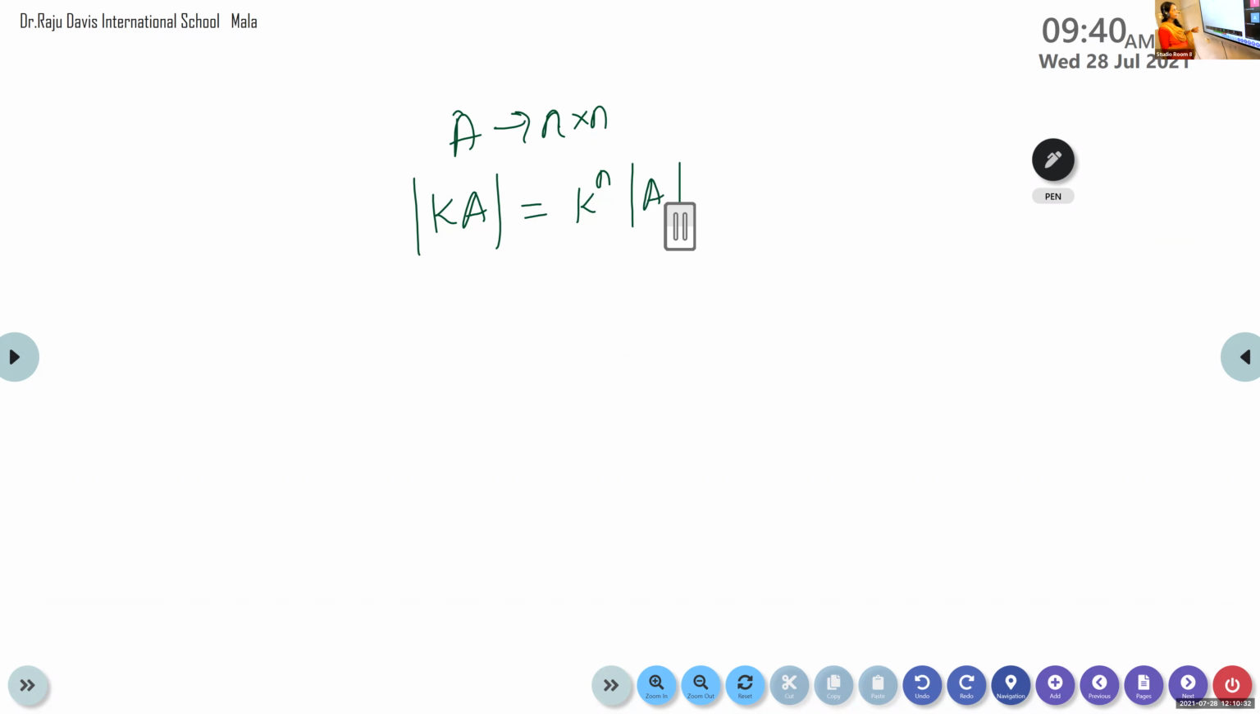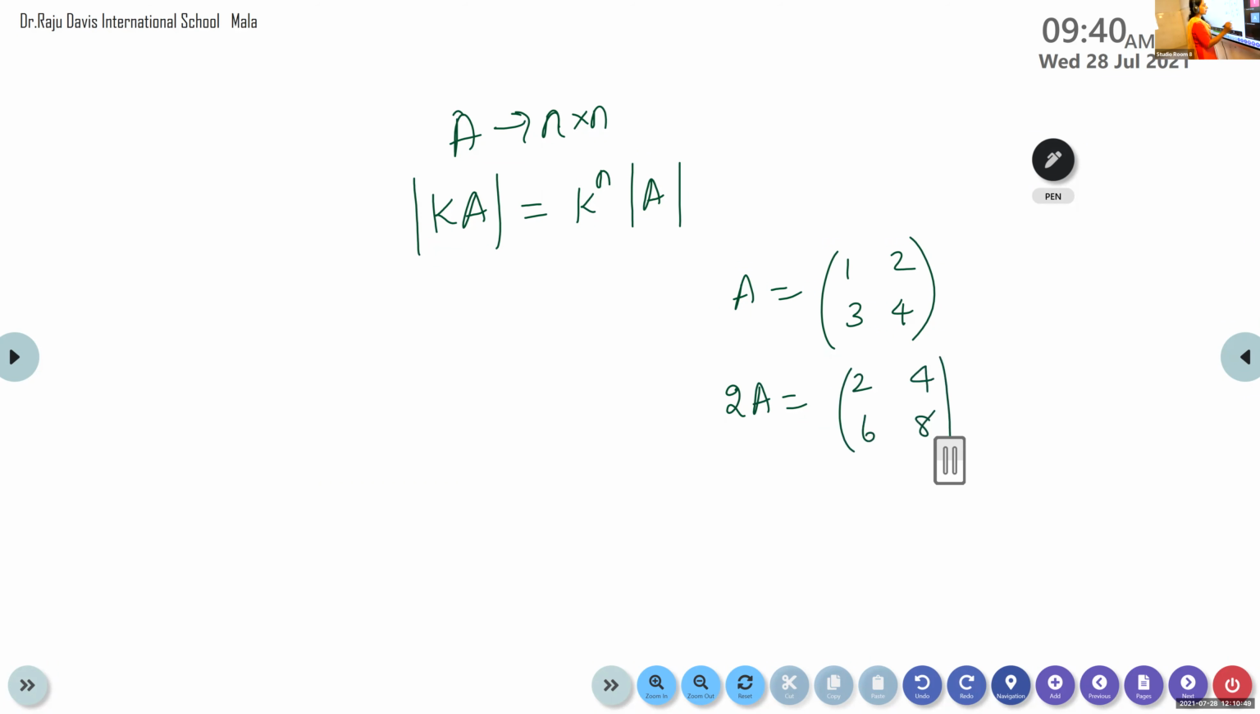Why? Determinant of kA means we multiply each row by k. Suppose A is equal to the matrix 1, 2; 3, 4. What is 2A? We'll get 2, 4; 6, 8, isn't it? So what will be the determinant of 2A? Look here. When you multiply this, what will you get? 16 minus 24, it is minus 8.